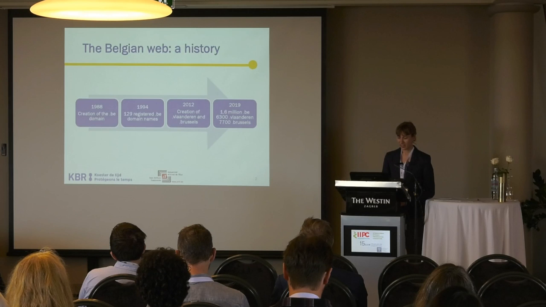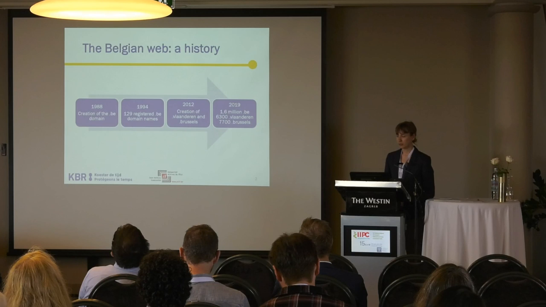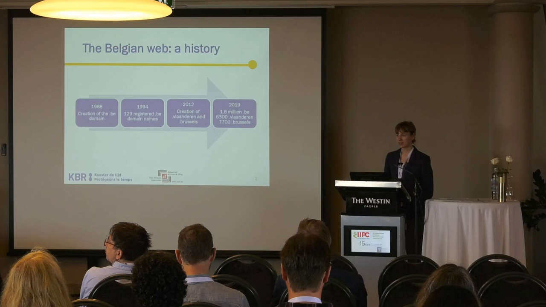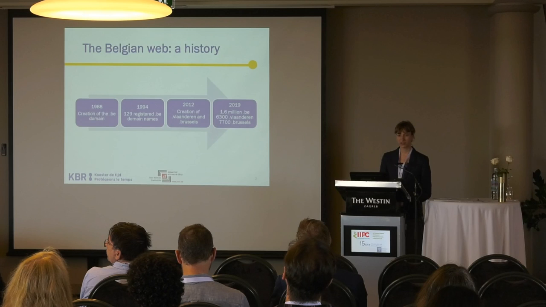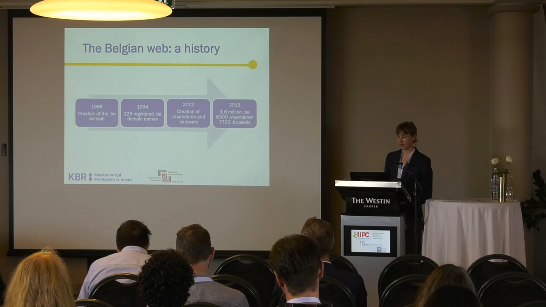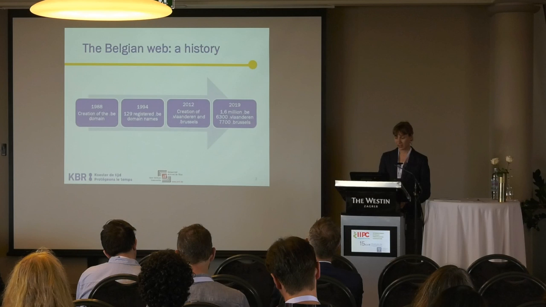A short history of the Belgian web. So in 1988, the .be domain was created, and in 1994 we had a big success because we had 129 registered .be domain names. It continued to grow, and some more local domains were added, such as .vlaanderen, .brussels. We also have .gent now. And today we have 1.6 million .be websites, 6,300 .vlaanderen domain names and 7,700 .brussels domain names. So there is definitely enough material to work with.